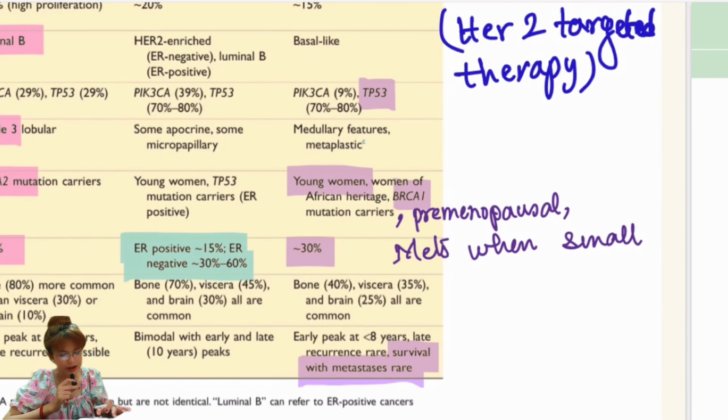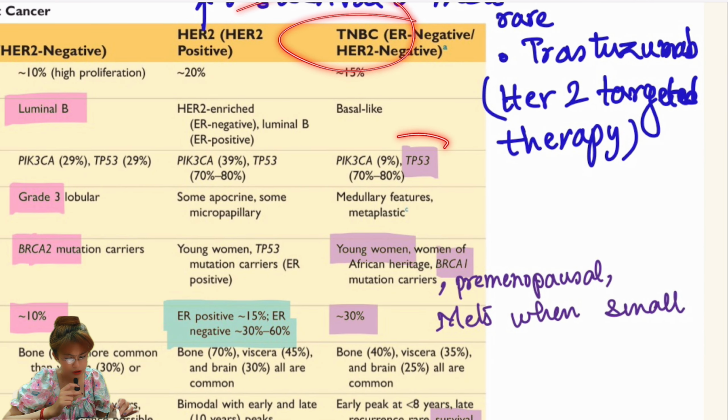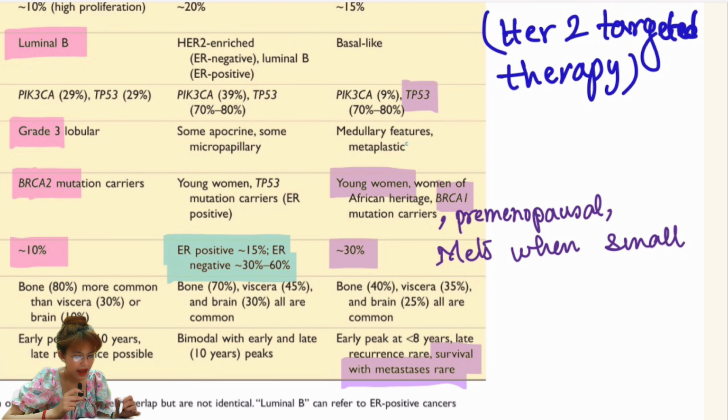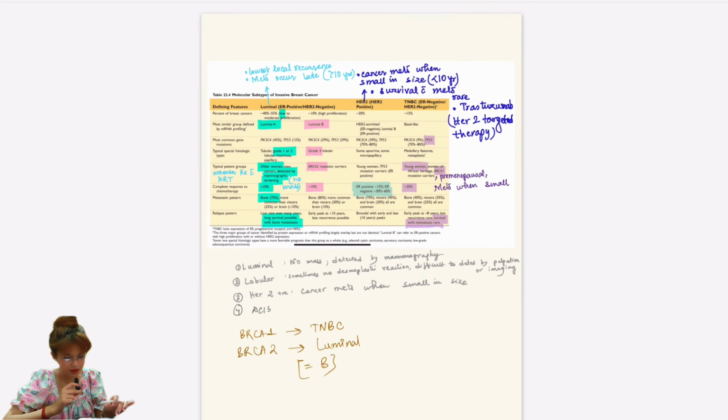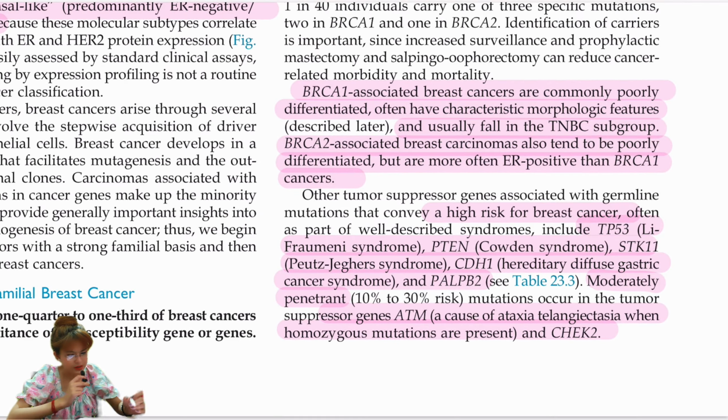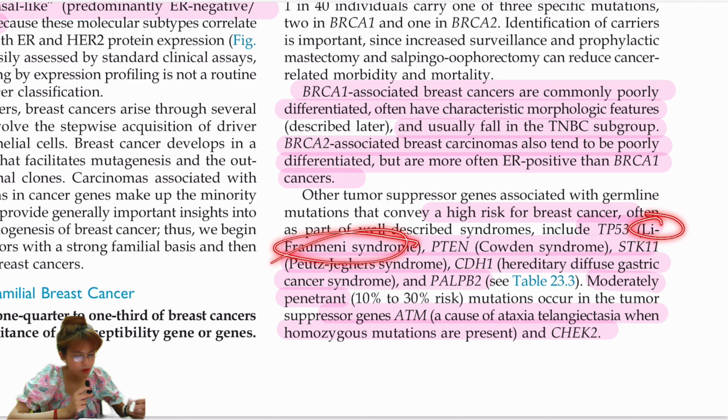So I have told you this, and if you talk about the TNBC, then yes, it is also because of TP53 mutations. It is happening in young women with BRCA mutations, and survival with metastasis is very rare in these cases. So I would just want to mention these points, that a high risk for breast cancer is often present in Li-Fraumeni syndrome because of the TP53 mutation, Cowden syndrome PTEN mutation, Peutz-Jeghers syndrome STK11 mutation, hereditary diffuse gastric cancer syndrome CDH1 mutation, and the PALB2 mutation.